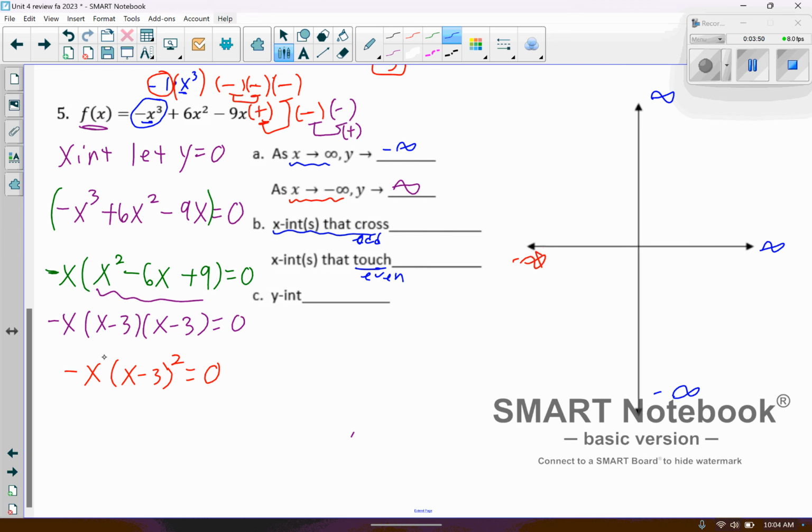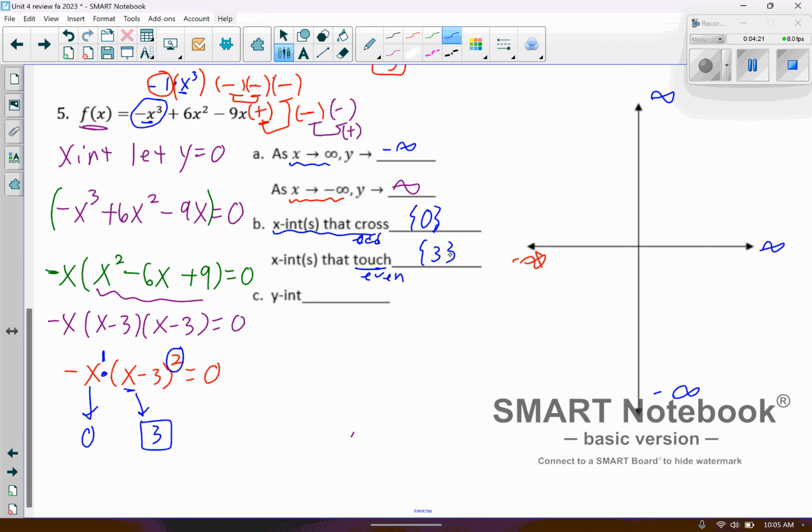My multiplicity on this x-intercept right here, my solution is 0, and that multiplicity is 1. That's an odd multiplicity, so that's going to cross, right? Then my other solution here is positive 3, but its multiplicity is even, it's 2, so that one is going to touch. So I have another x-intercept at 3, but it's going to touch, okay?